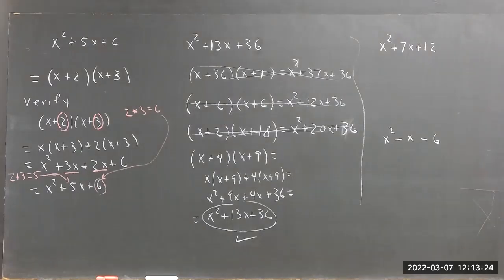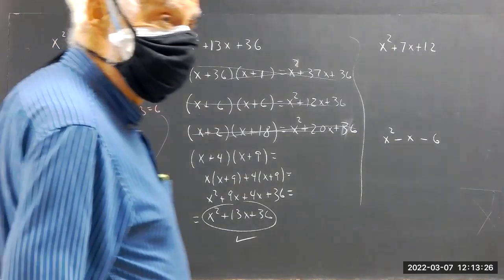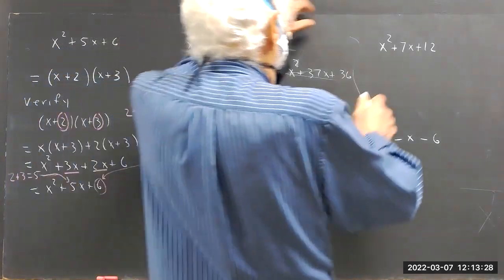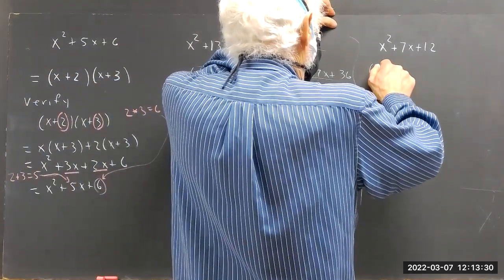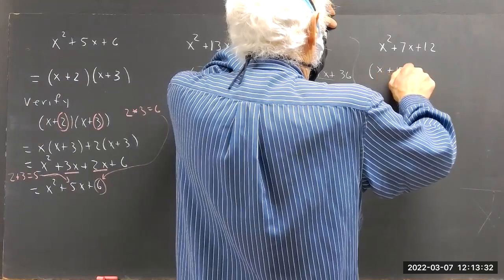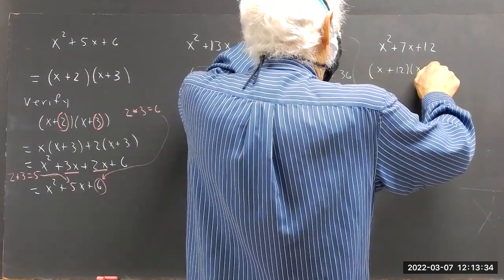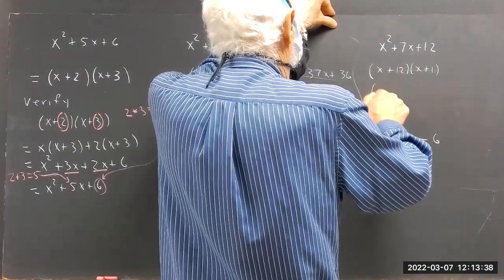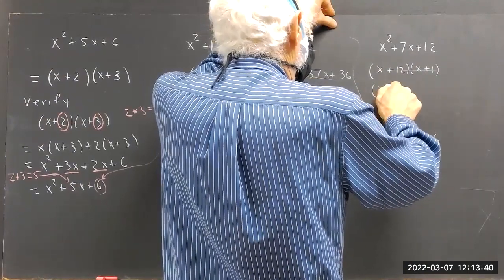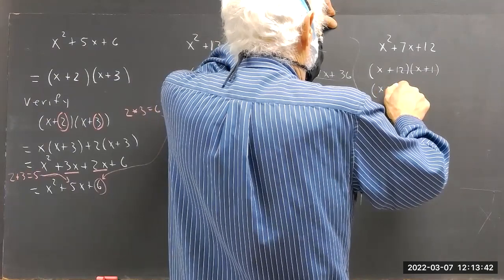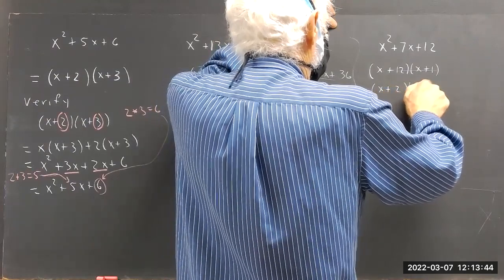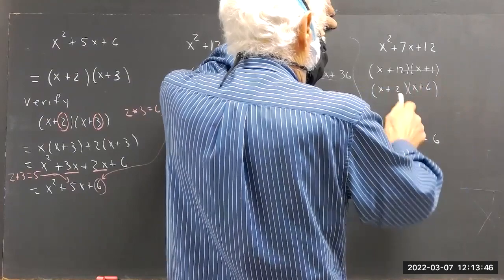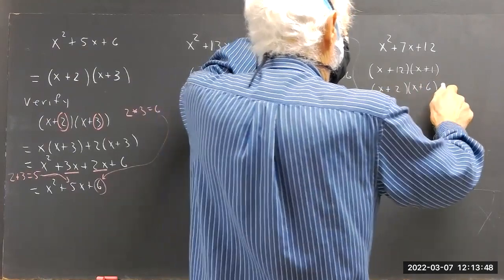Okay, I'll handle that very quickly. That was good. Your possibilities here would be x plus 12 times x plus 1. And you pretty quickly say, no, that's not going to work. Then you can do x plus 2 times x plus 6. Well, that's going to give you 8x, right?